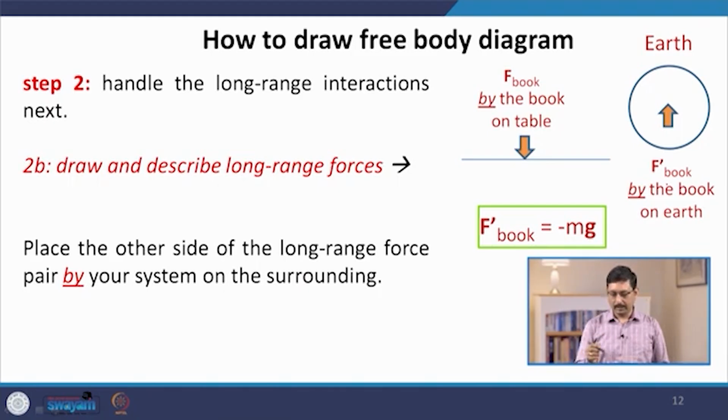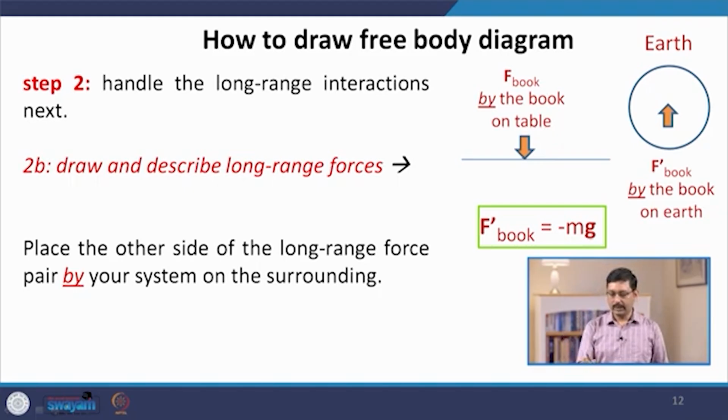Let us come back to emphasize this point. It is a common misconception to confuse the weight, which is the interaction between the book and the earth, with the interaction between the book and the table, which is a contact force. Do not confuse between them. As you see in this picture, these are two separate interactions, two completely different forces.